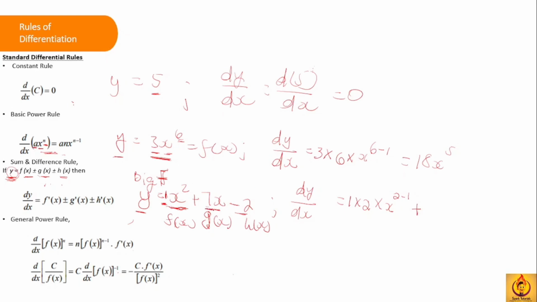We come to the second function. The second function as well reminds us of the basic power rule. Why? Because we have our constant 7. We have our x. And we have our power, which is 1. Once again, in this case, you don't have to write the 1, because it's just 1, so it doesn't really make a difference. The derivative of this will be 7, our constant, multiplied by our power, which is 1, multiplied by our x to the power 1 minus 1.